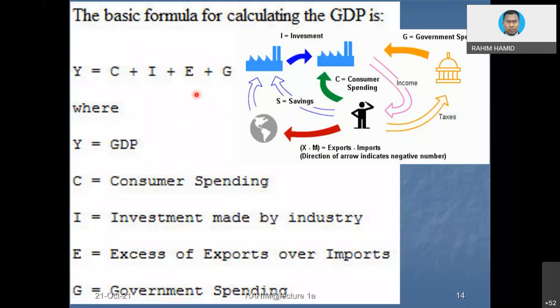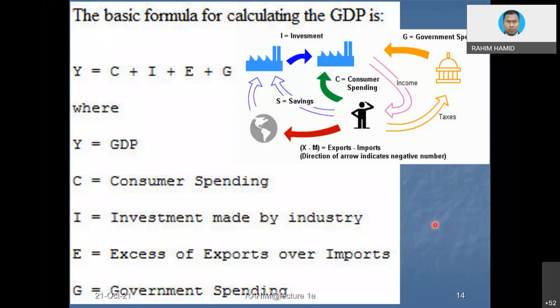But in terms of import over export, we want to export more compared to import. So in that situation, you have a trade balance, which is good. And then lastly, G is basically government spending. Government spending means how much money the government spends on the annual budget. So if you add all those things together, that will contribute to GDP.